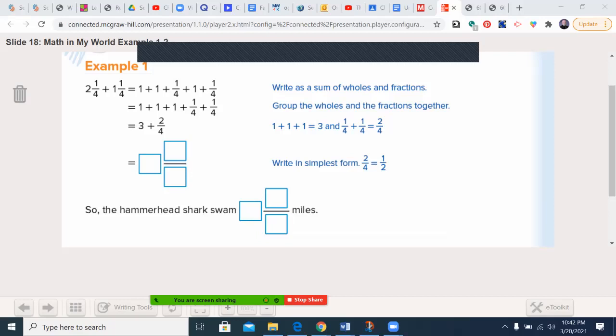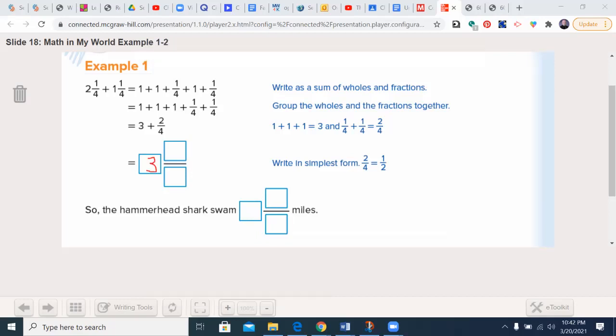Okay, I can't leave that as 3 2/4. I can leave that as a 3, but 2/4 can be simplified. They're both even numbers, so I'll divide top and bottom both by 2. 2 divided by 2 is 1. 4 divided by 2 is 2. So the hammerhead shark swam 3 1/2 miles.